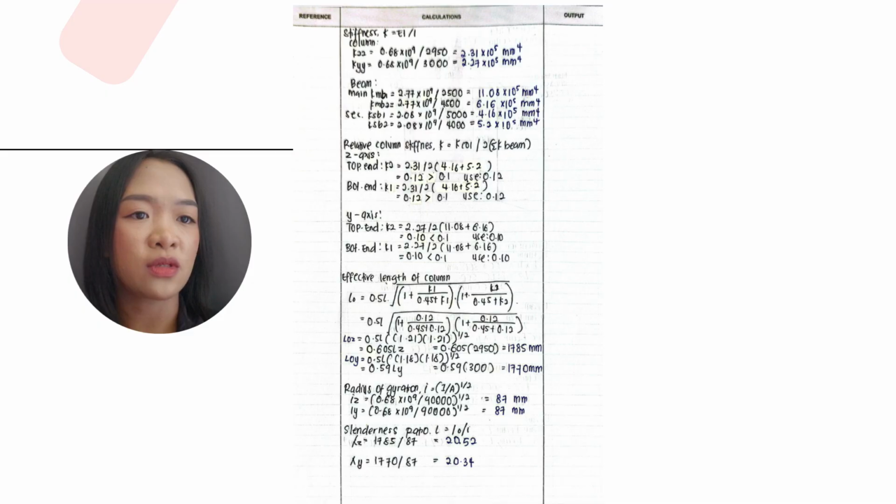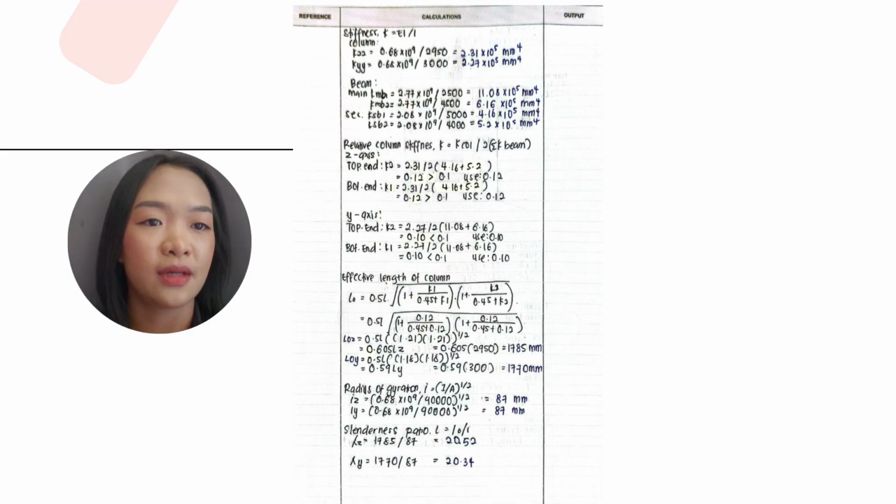These values are used to calculate the effective length of the column. The results show that the effective length is reduced compared to the actual height. The effective length is about 1785 millimeters in the Z direction and 1770 millimeters in the Y direction.